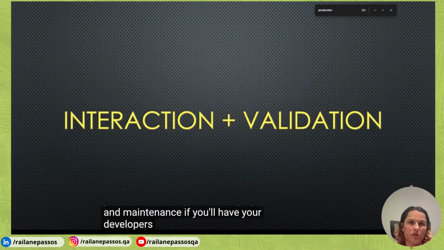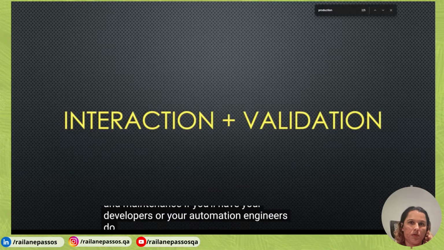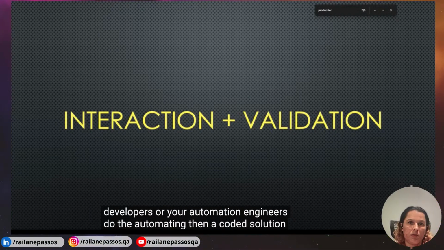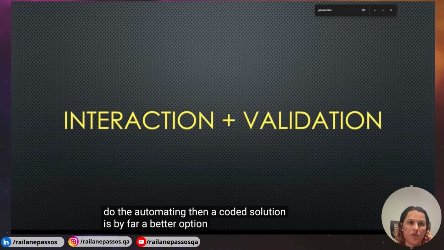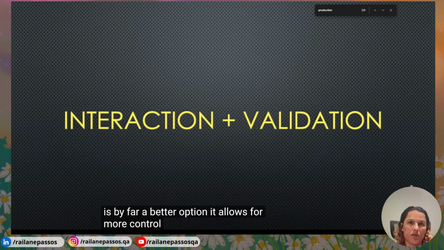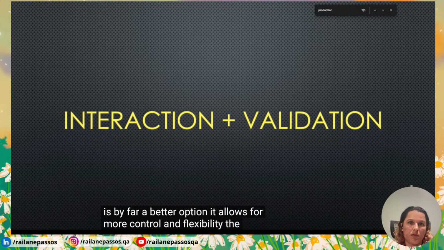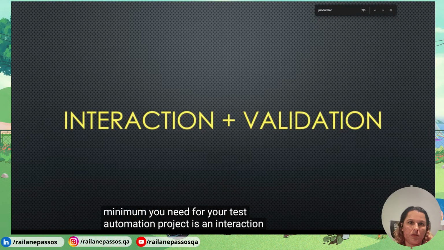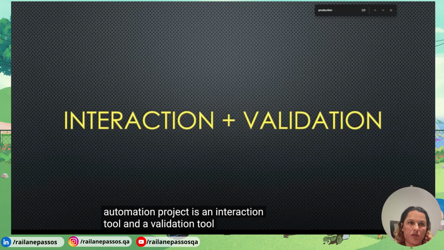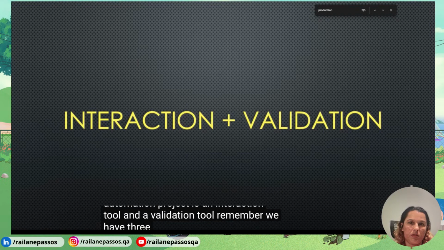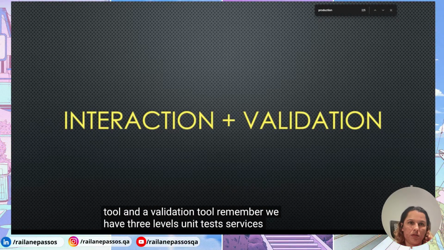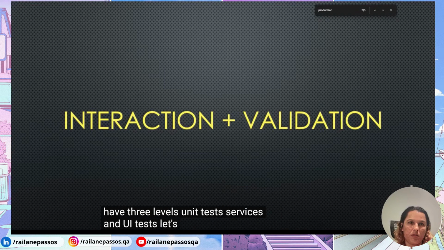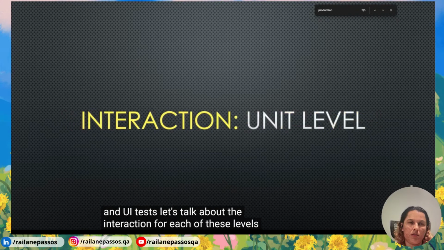If you'll have your developers or your automation engineers do the automating, then a coded solution is by far a better option. It allows for more control and flexibility. The bare minimum you need for your test automation project is an interaction tool and a validation tool. Remember, we have 3 levels: unit test, service test, and UI test. Let's talk about the interaction for each of these levels.